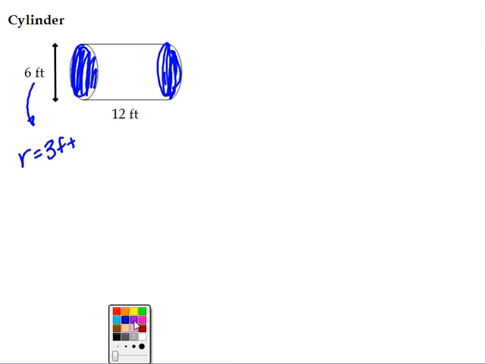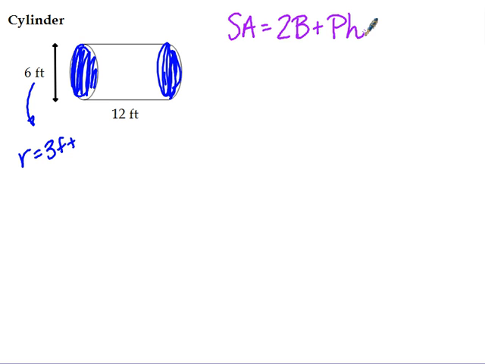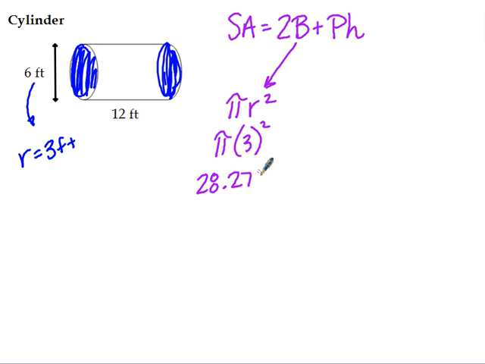So now, surface area, again, 2 times capital B plus capital P times H. Capital B, now this is a cylinder, so capital B is a circle, so pi r squared. So pi times 3 squared. And when I plug that into the calculator, that's 28.2743, and so forth. But 4 decimal places is enough.